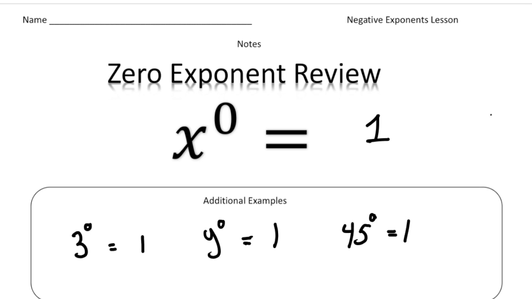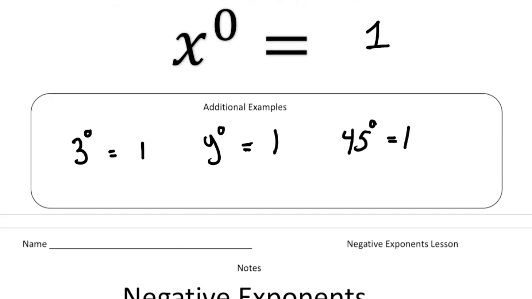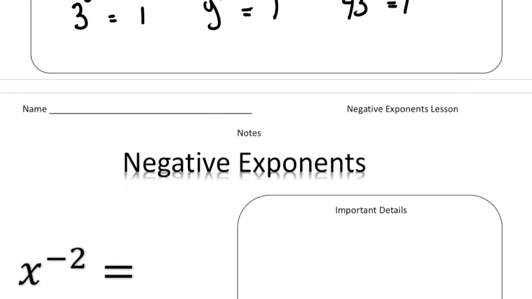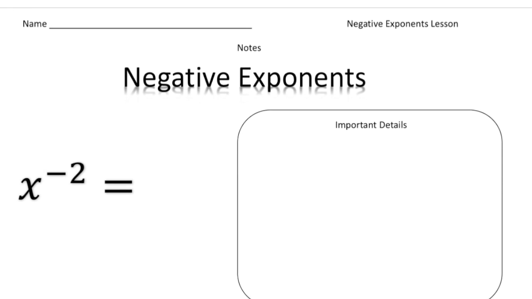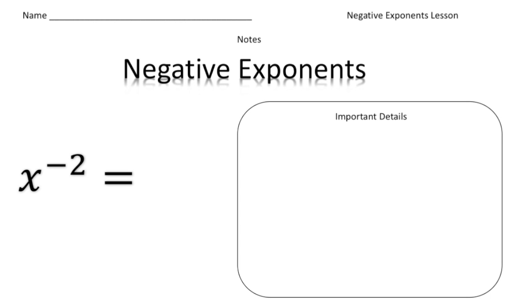Alright, so now that you have a good understanding about positive exponents and zero exponents, let's jump into the negative exponents. And this is pretty simple too. But basically, the main rule about negative exponents is it doesn't make the number negative, it makes it smaller. Under the important details box, write this down please. Basically, the base is on the wrong side of the fraction line if you see a negative exponent.